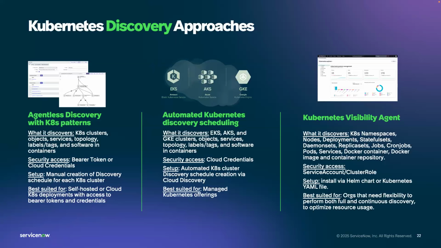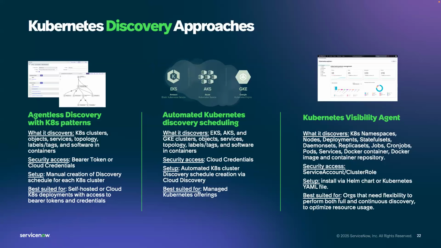And then our second innovation with Kubernetes Discovery was for Kubernetes clusters, EKS, AKS, GKE that are running in Azure, AWS, GCP, etc., to where we automatically generate those serverless discovery schedules to pull in those details of those clusters, those managed clusters, but then leveraging cloud credentials instead of actually a token bearer, right? So setup is automated and you don't need those credentials. And that is best suited for those cloud Kubernetes offerings, right?